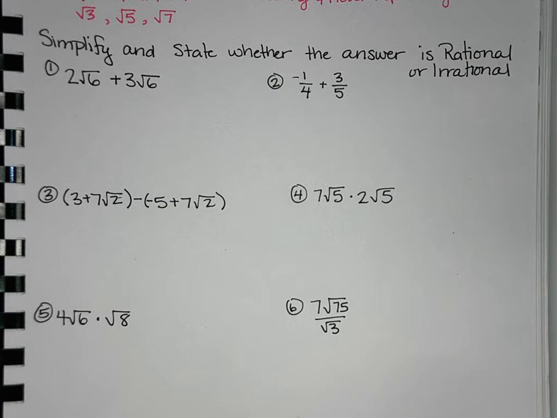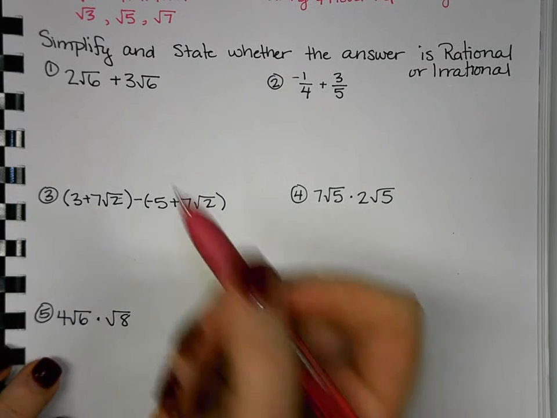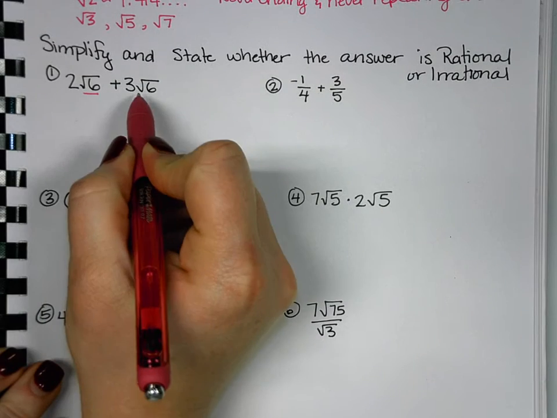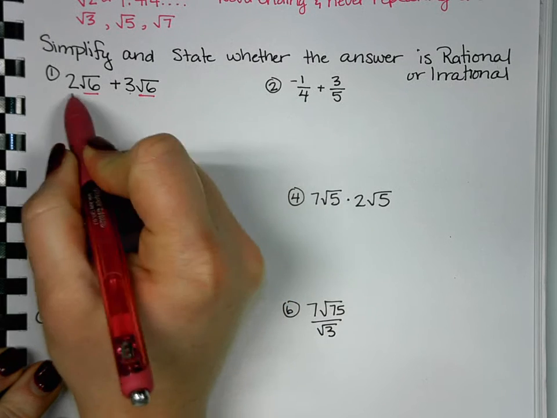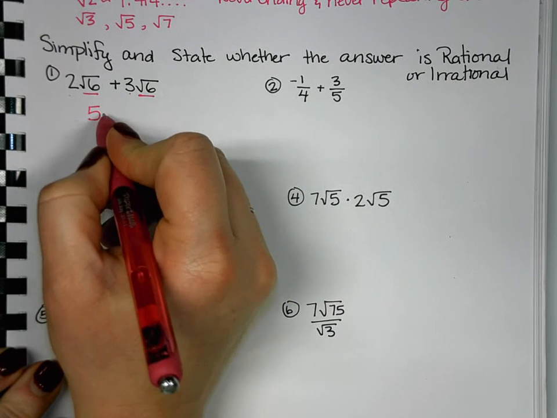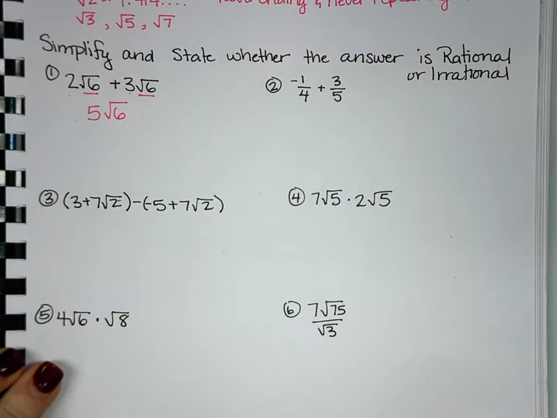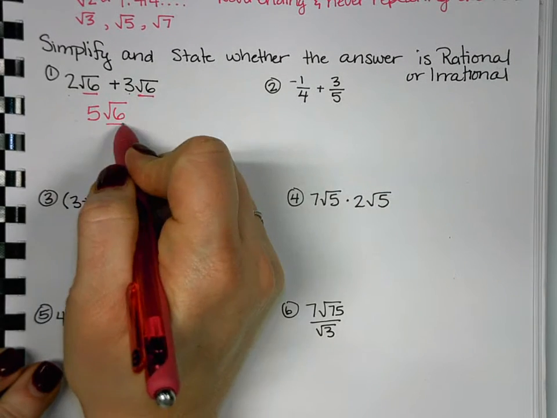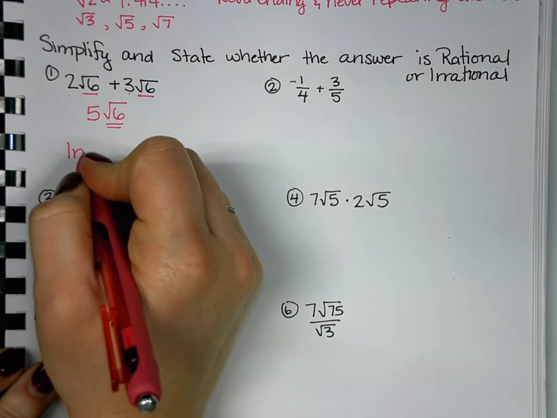So our first one here, let's remember when the radical is exactly the same, we just add the numbers in front. So 2 plus 3 is 5, 5 root 6. We have a square root still, so it's irrational.